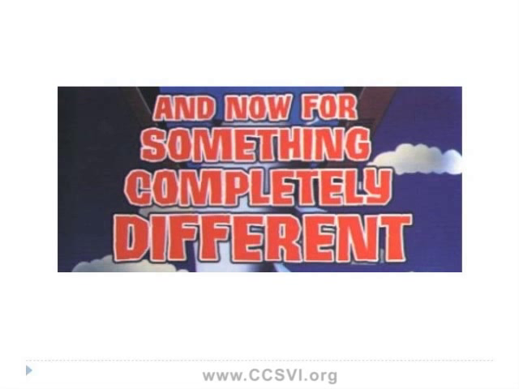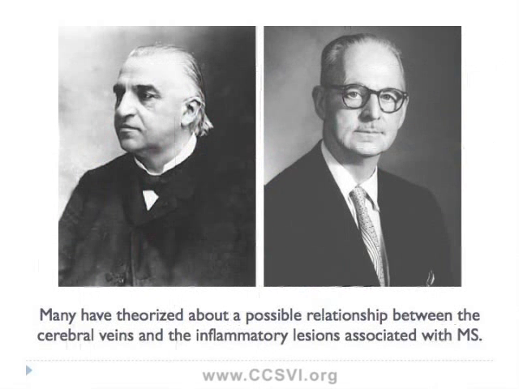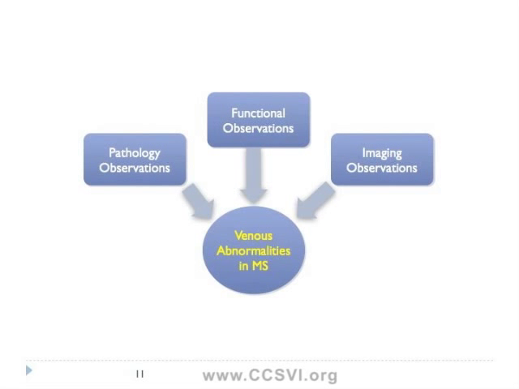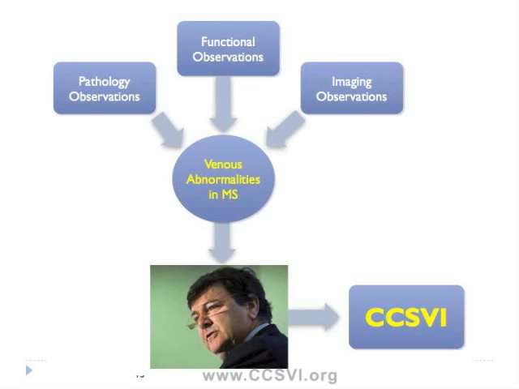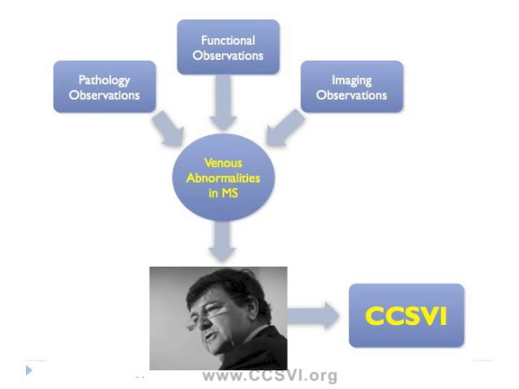As Mike Dacus talked about many times, there have been people through the years, such as Dr. Charcot or Putnam in the 1800s and 1900s, who theorized about a possible relationship between the cerebral veins and the inflammatory lesions associated with MS. And through the years, there's been pathologic observations about this relationship. There's been functional observations about this relationship, and certainly there's been many imaging observations that have all supported the idea of there being some venous abnormalities potentially associated with multiple sclerosis. It really took Dr. Zamboni in Italy to kind of put this together and come up with this theory of CCSVI. So, because I think everybody in the room thinks he's pretty important, we'll turn him to black and white, so he's kind of classic like the other people.